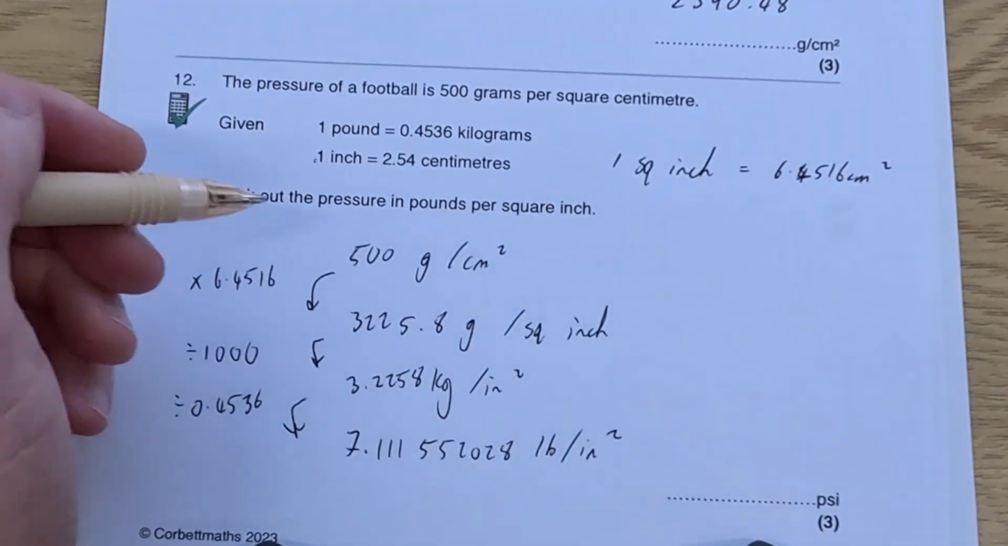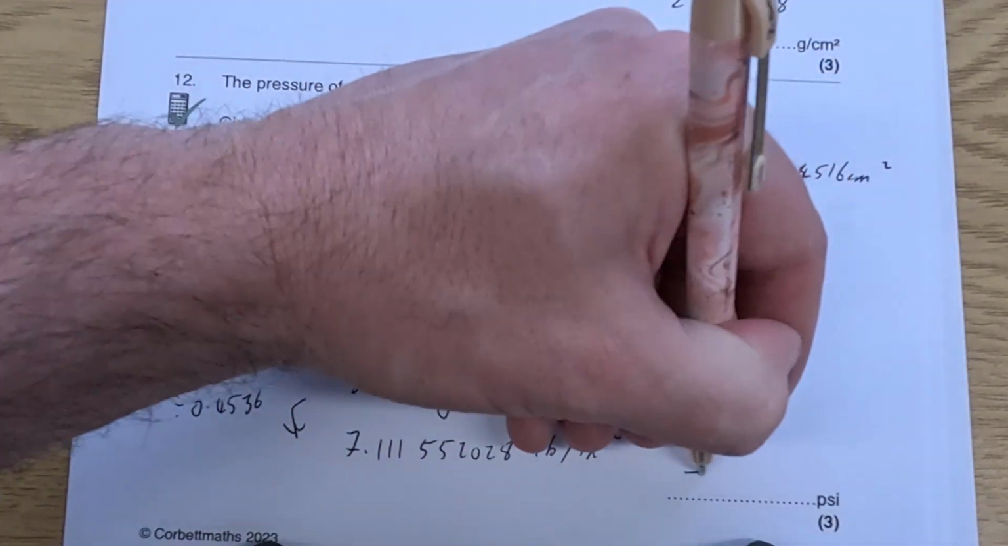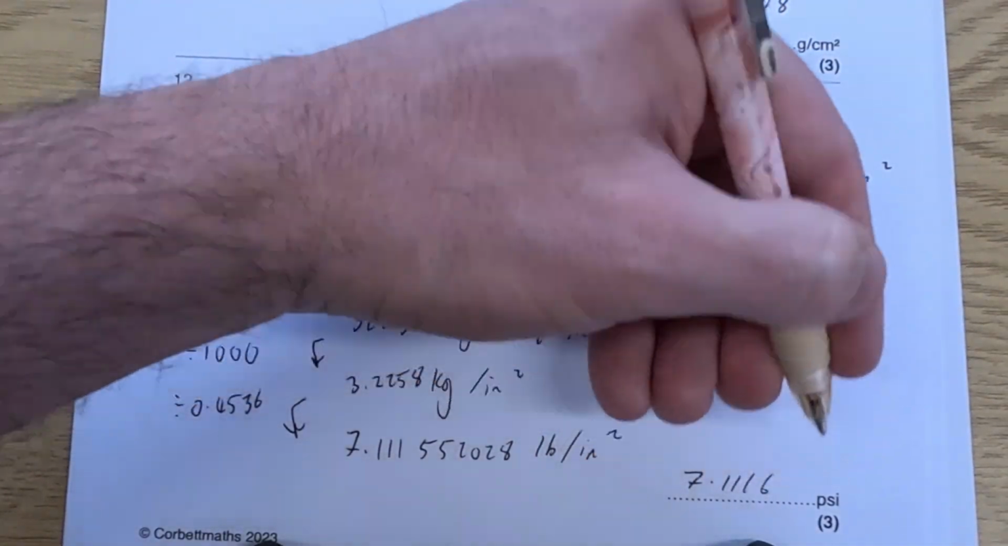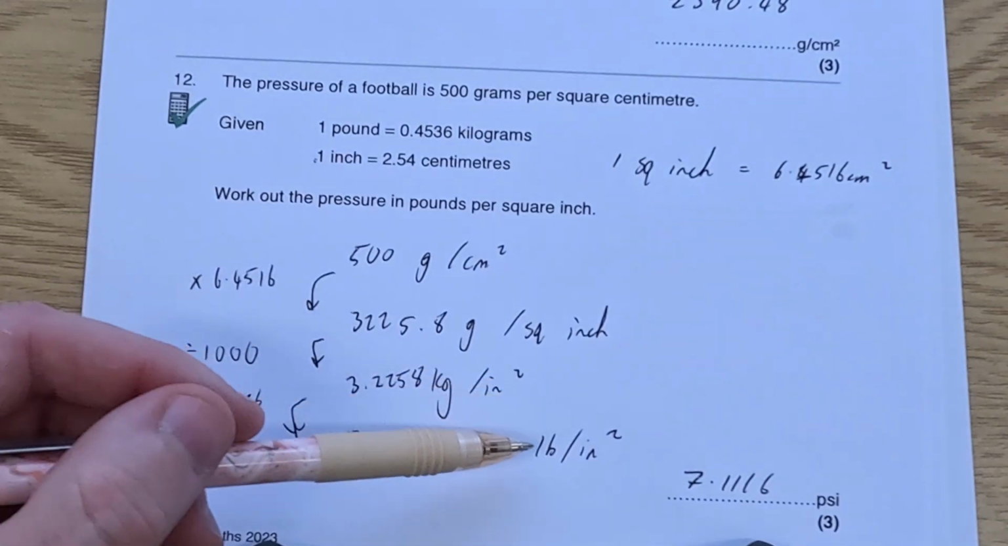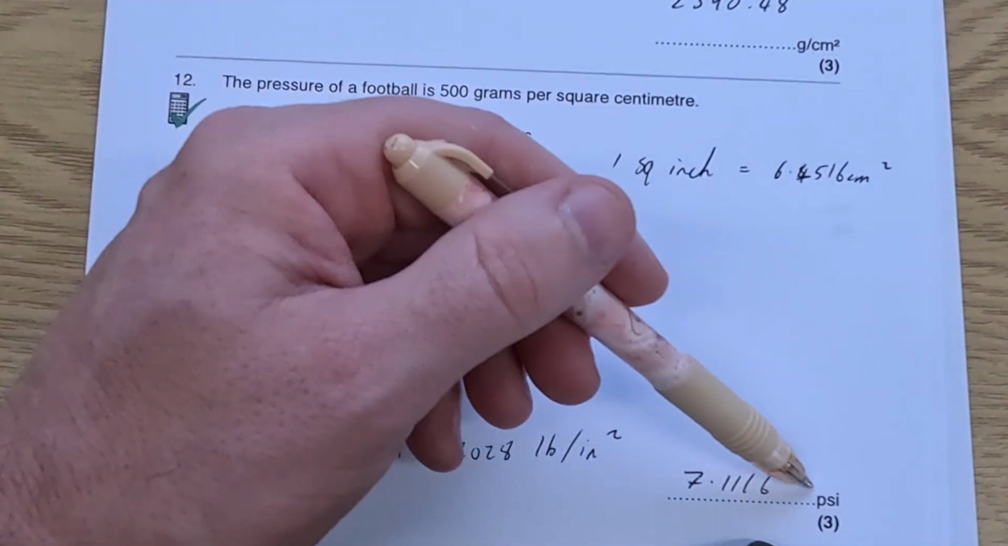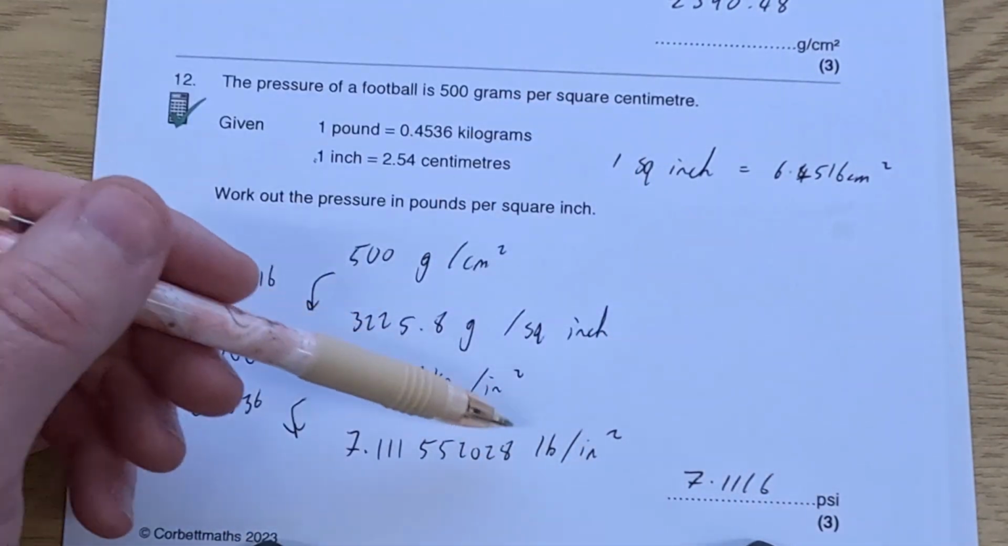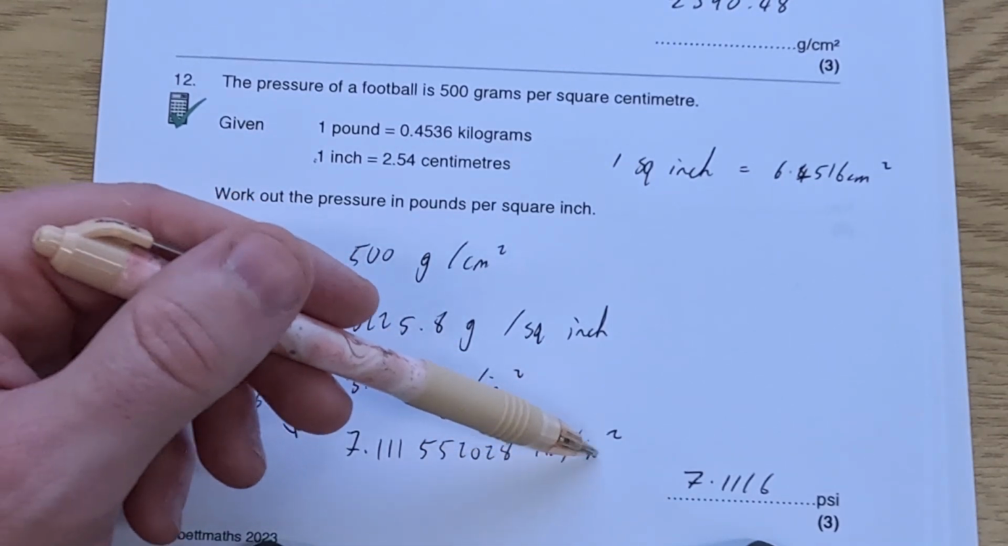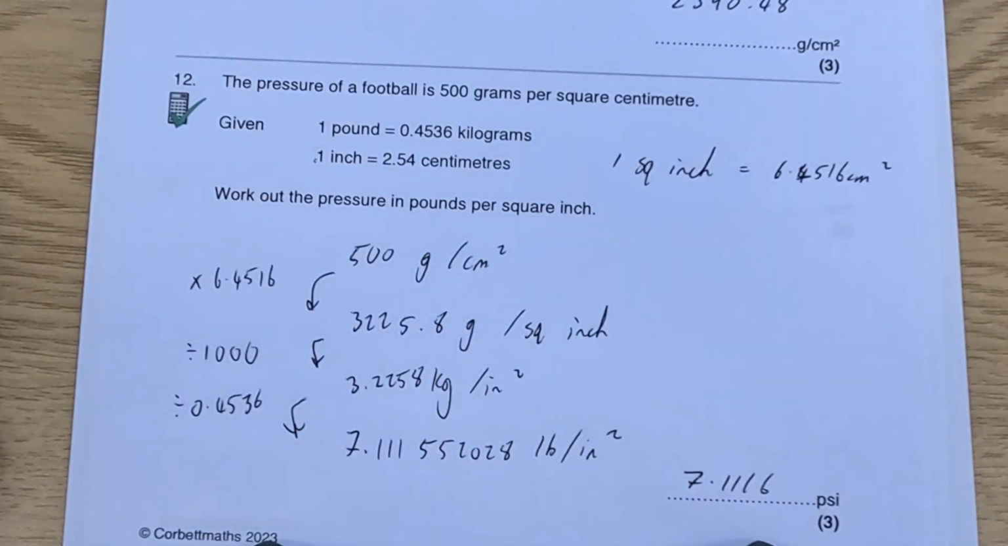And that's it. I'm going to round that to 4 decimal places. That'll be 7.1116 pounds per square inch. Pounds per square inch is another way of saying PSI, or here I've written lb/inch squared. And that's it. We've looked at how to change from grams per square inch to pounds per square inch.